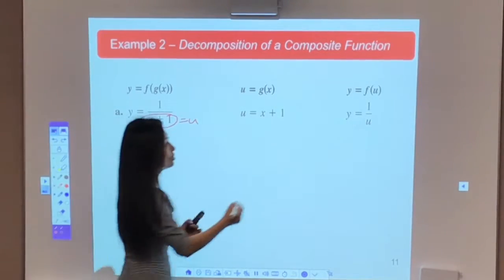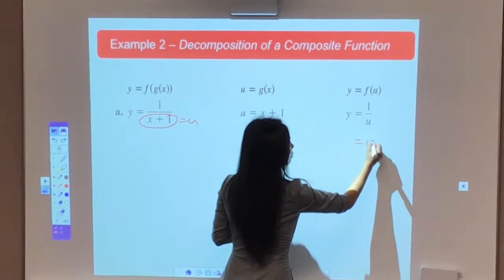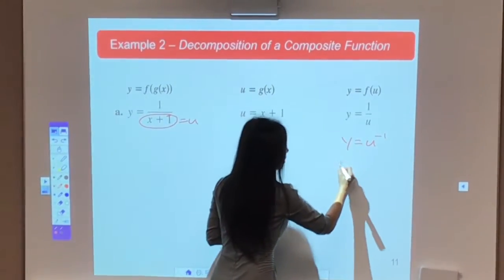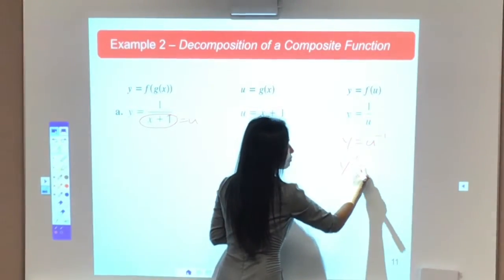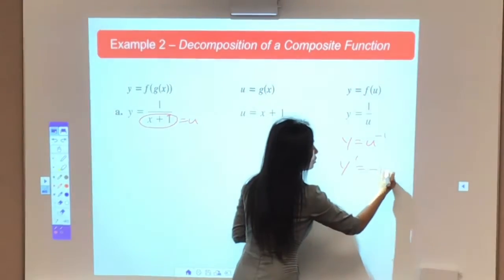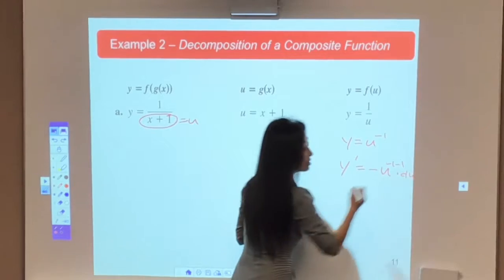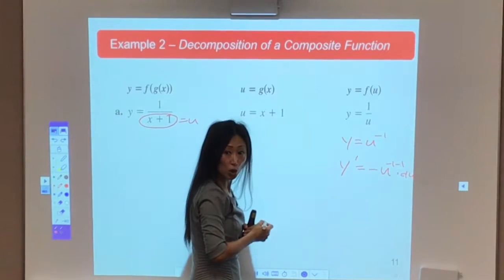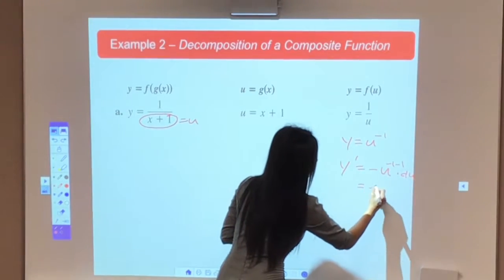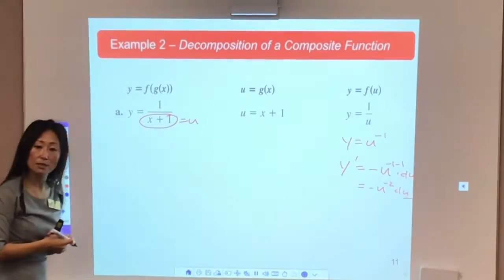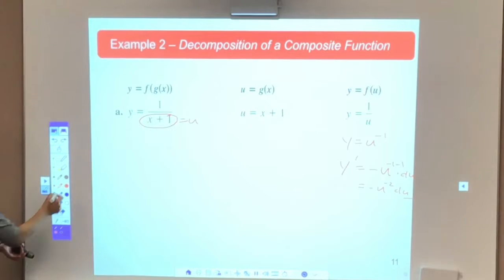Yes, how do you take it? This one I will rewrite as u to the negative 1. Do I know how to take the derivative of that? Yes. What's that? Negative 1, u to the negative 1 minus 1, and I have to take the derivative of u, which is du. I will tell you what to do about du in a minute. But anyway, you know how to take a derivative.